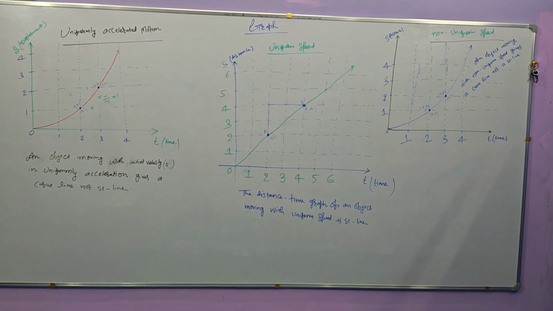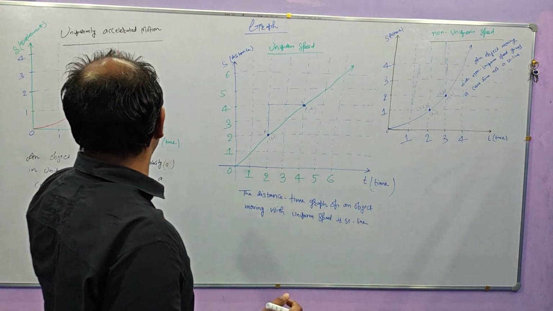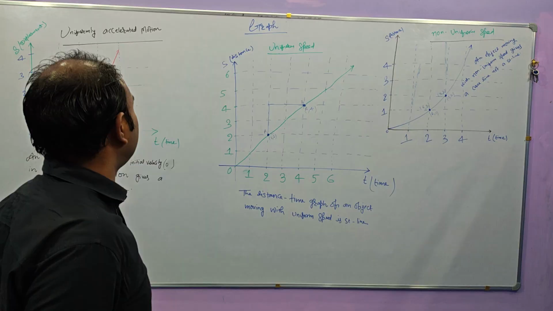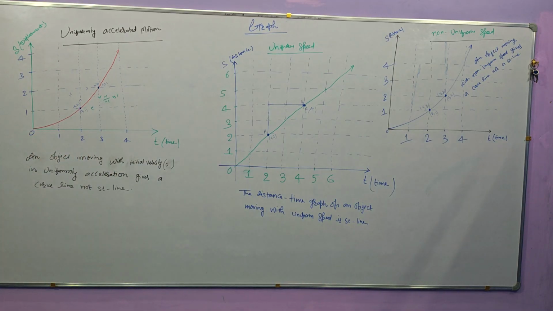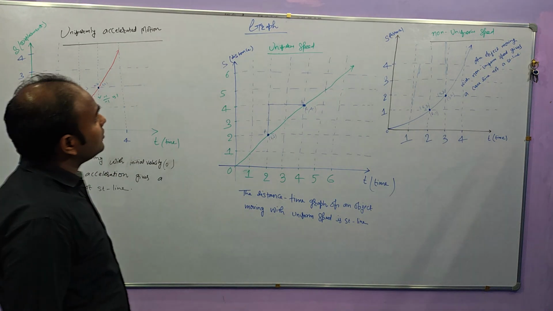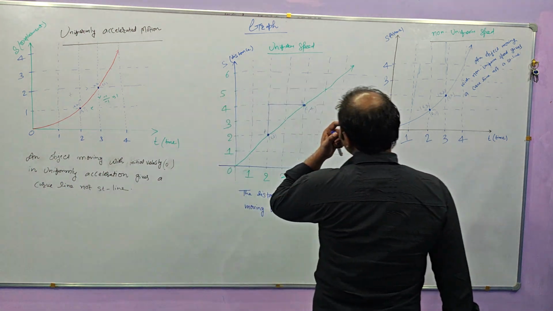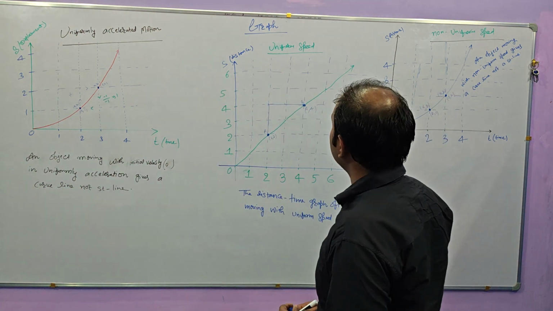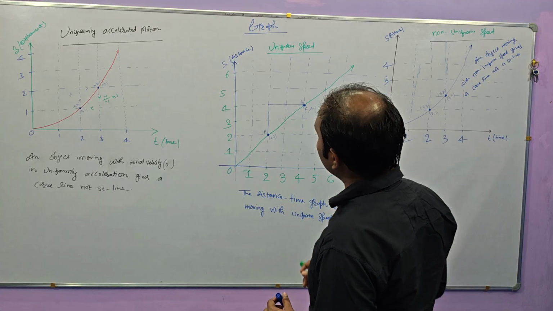Today we have a graphical method to understand uniform speed, non-uniform speed and uniformly accelerated motion. Firstly we talk about uniform speed.